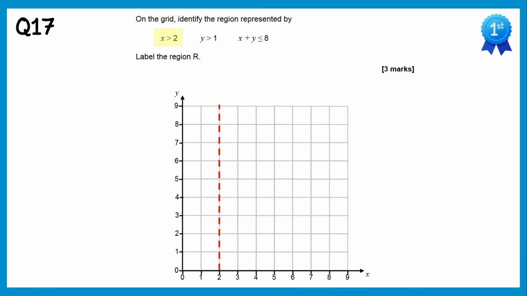Now we want everything to the right hand side of this line since that's greater than 2, but we always shade out the part we don't want, so we'll shade out left of the line like this. We then move on to y is greater than 1.